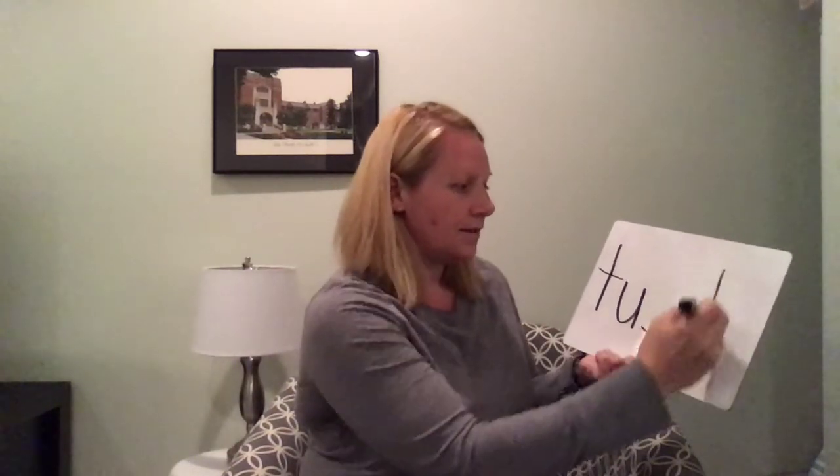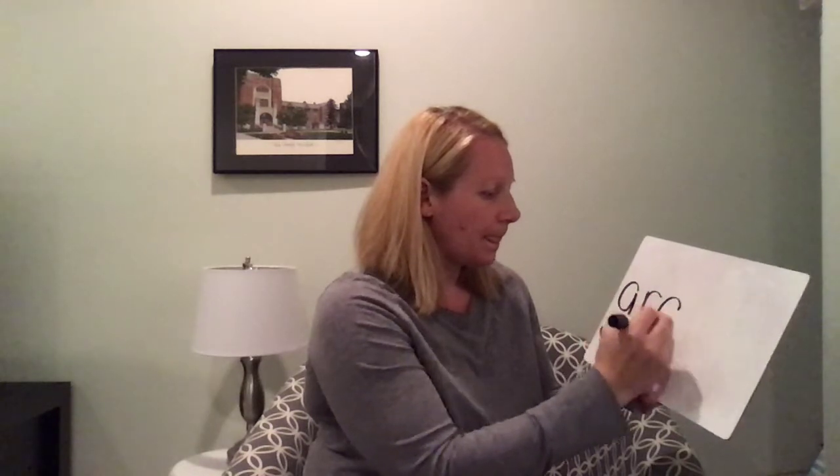Here's another one. Your word is the word tusk. This is the one that's missing. What sound is missing in the word tusk? S. Tusk. Last one. The word is the word grasp. You tell me what's missing. What sound is missing in the word grasp? Gr, a, s, p. Grasp. Excellent work.